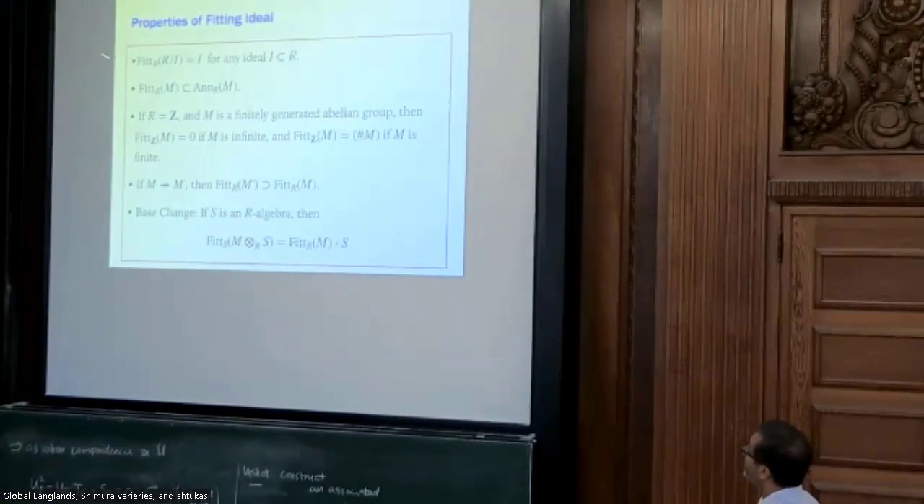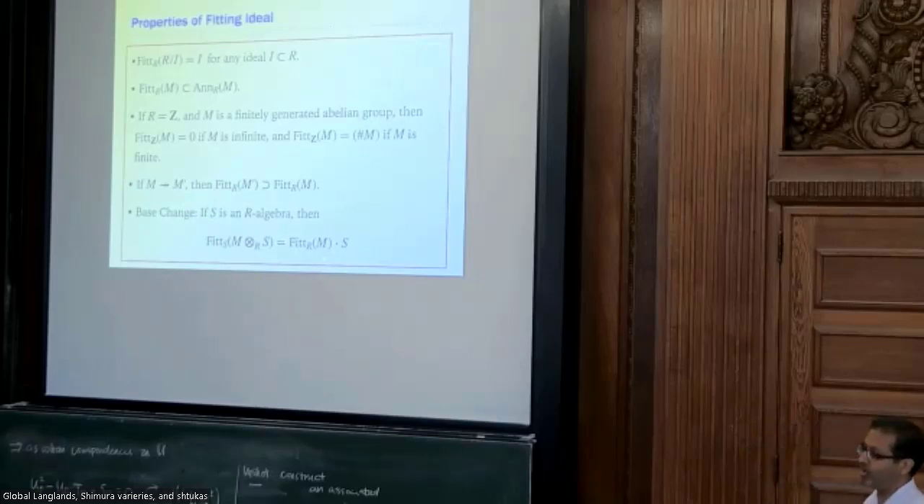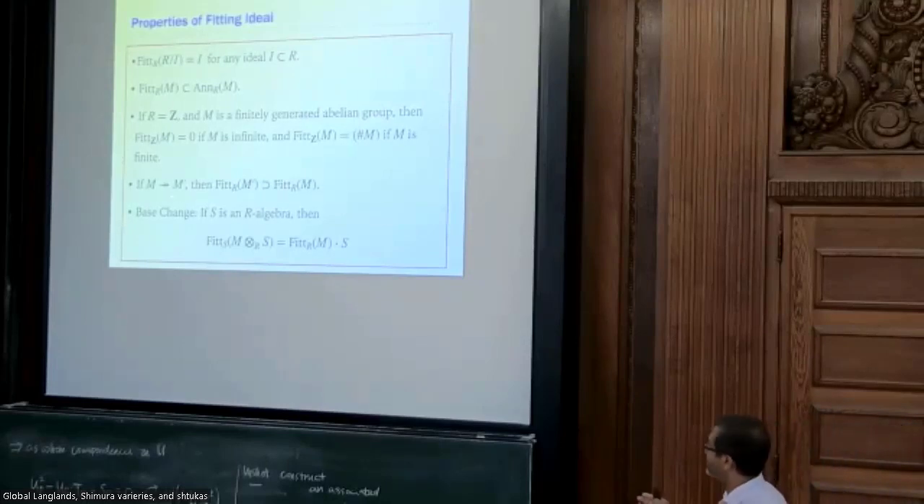But let me say one reason why it's better than the annihilator, and why it was really ingenious of Mazur and Wiles to introduce the study of fitting ideals into their study. It's this last part: fitting ideals behave well with respect to base change. So basically, if you look at that presentation, you can tensor it with S, and it's easy to see that if you have an R-algebra S, then the fitting ideal of M tensor S is just the extension of the fitting ideal of M to S. Whereas annihilators don't have this property. So that's why fitting ideals are nicer in commutative algebra than annihilators, because they behave well with respect to base change.